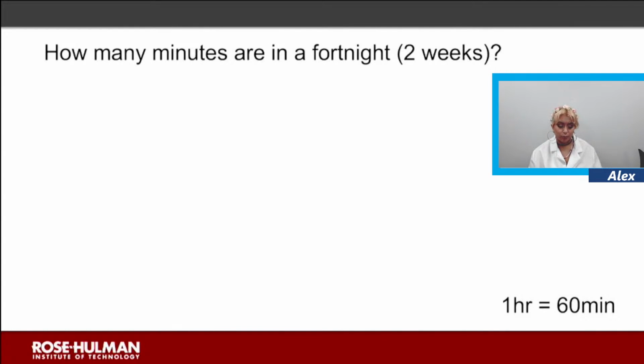So in this example, we want to convert minutes to fortnights, and we don't have a set number of minutes that we are working with. So before, we were changing a certain number of units to a different type of units, but this time we want to find out how many minutes are in 1 fortnight. So even though the question reads how many minutes are in a fortnight, we're actually going to be starting with fortnights and changing that over to minutes to see how many minutes are in there.